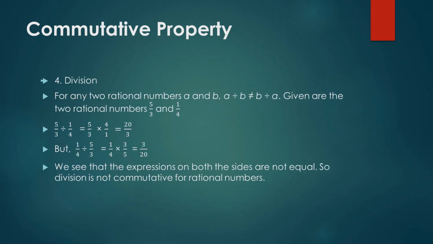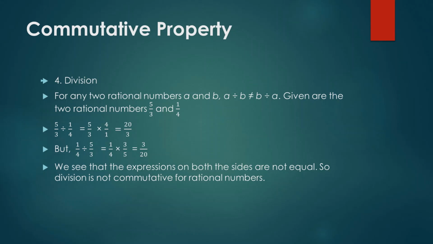Next is commutative property under division. For any two rational numbers a and b, a divided by b is not equal to b divided by a. Means division of two rational numbers is not commutative. If a upon b and c upon d are two rational numbers, then a upon b divided by c upon d is not equal to c upon d divided by a upon b.